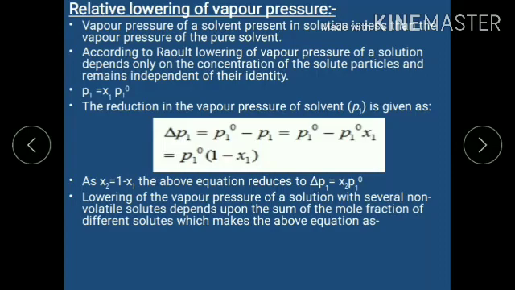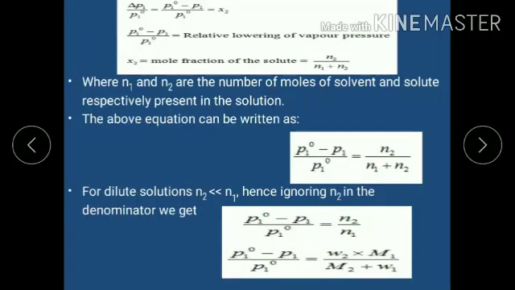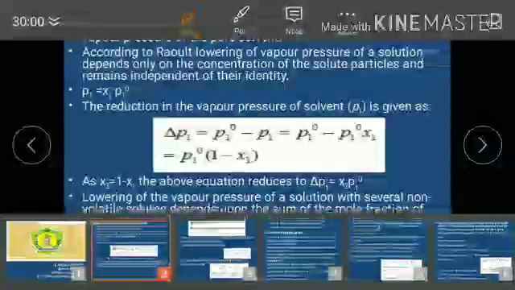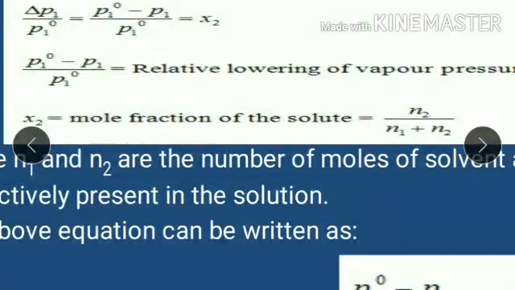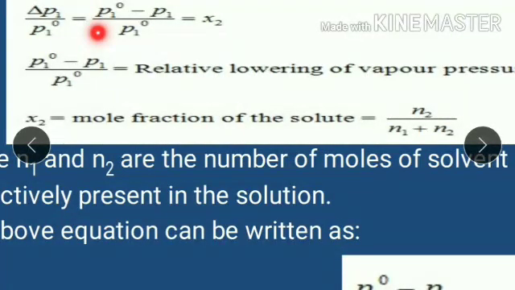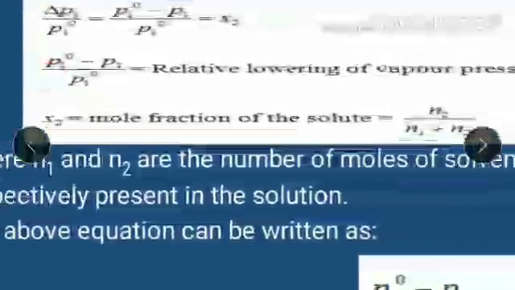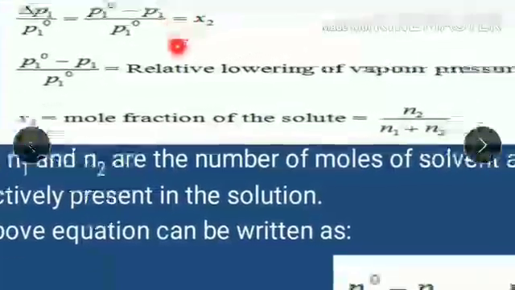Now, lowering of the vapor pressure of a solution with several non-volatile solutes depends upon the sum of the mole fractions of the different solute particles, which makes the above equation as follows. This is the formula of the lowering in vapor pressure: delta P1 upon P1 naught = (P1 naught minus P1) upon P1 naught = x2, where x2 is the mole fraction of the solute. The expression (P1 naught minus P1) upon P1 naught is the relative lowering in vapor pressure, which is the term we are studying.